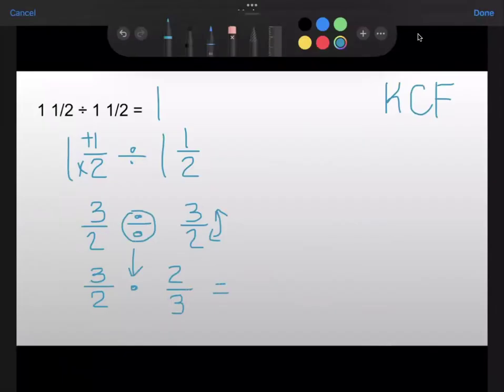Now I need to multiply my numerators. So 3 times 2 is 6, and 2 times 3 is also 6, and 6/6 is equal to 1 whole. So either way, the answer for this should be 1.